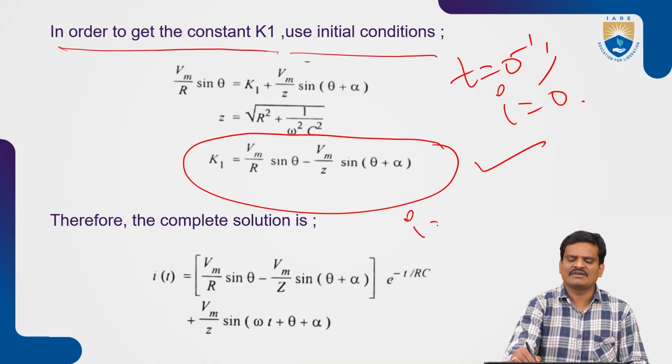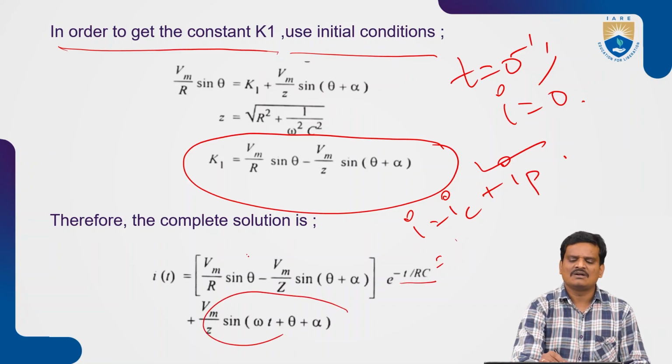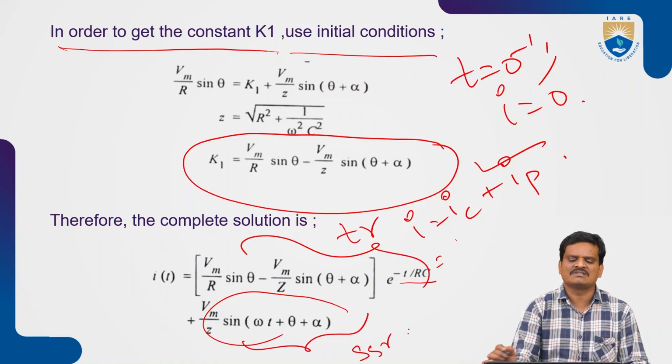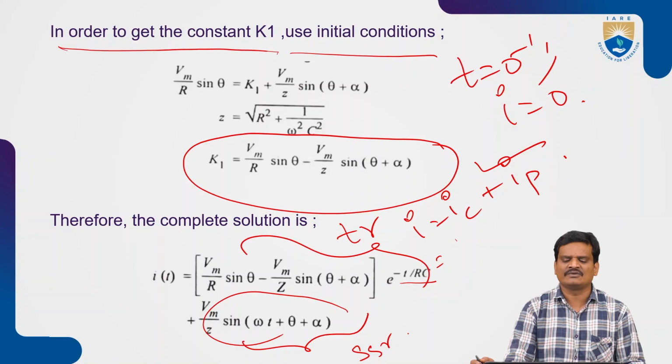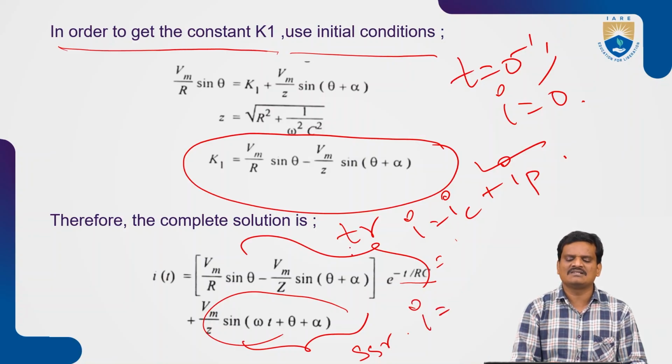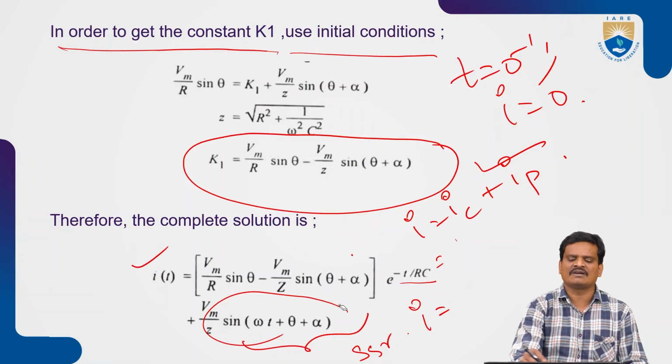Just replace the value of K1 in this solution, that is I equals Itransient plus Isteady. Now you know the value of K1, so just substitute it here. The value of K1 is this one into e to the power of minus t by RC. So now this is the transient response, and this is the steady state response of the current. Here I am trying to calculate the complete response of the current for a series RC circuit. In order to have a complete response, I need to take the sum of these two things. So this is the transient response, this is the steady state response, and this is the expression for the complete solution of the current.